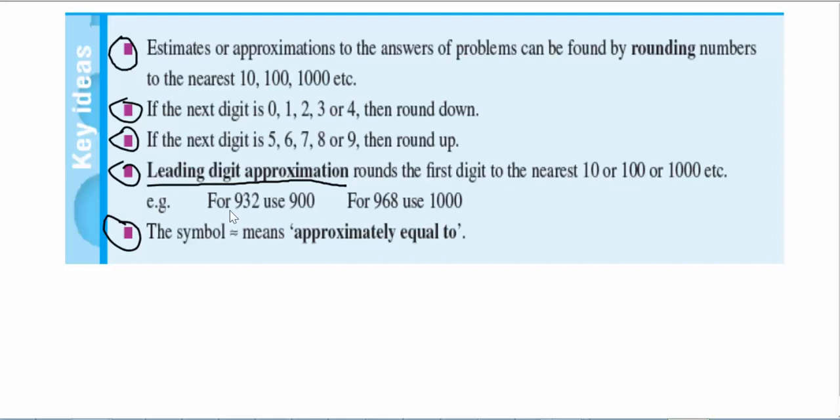For example, 932: use the leading digit, the first digit out the front. I can round that to 900, because the next digit after that is a 3, so we round down. That's rounding to the nearest 100. If I was going to round to the nearest 1,000, then I'd obviously bump that up to 1,000. It depends what my other numbers are as to which method I'd use. For 968, I would use 1,000 because the next digit is a 6 after the 9, which means we round up, so we go up to 1,000.